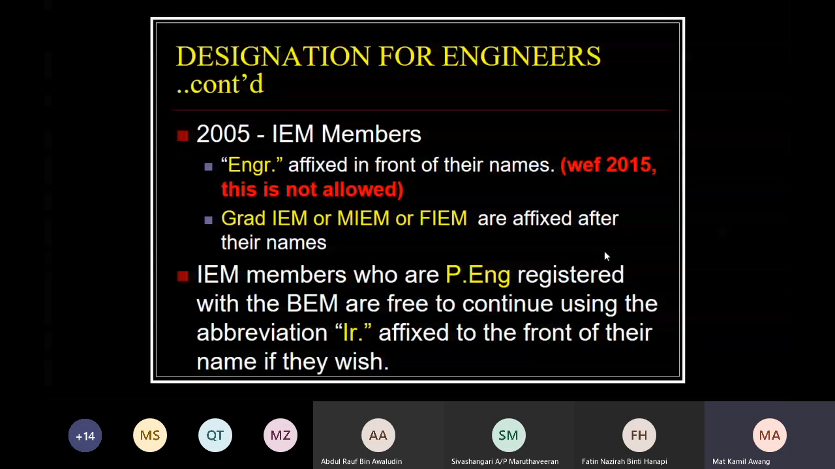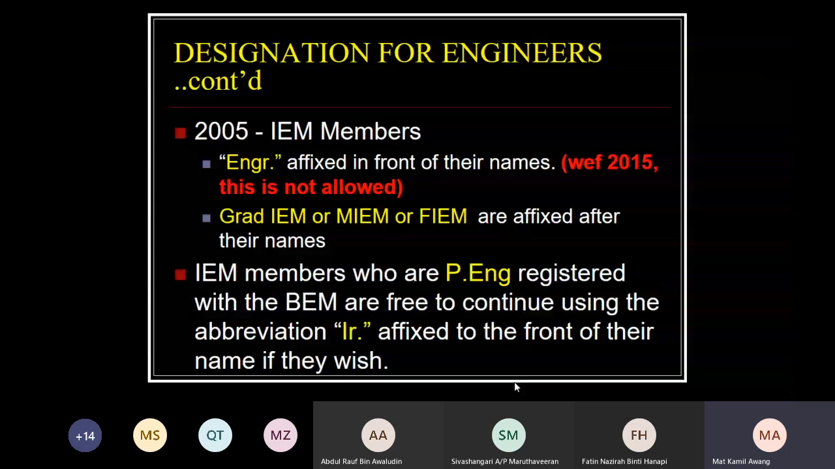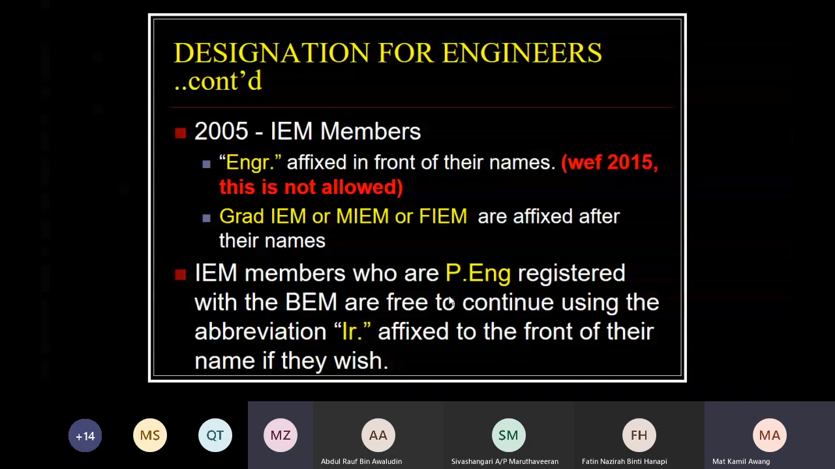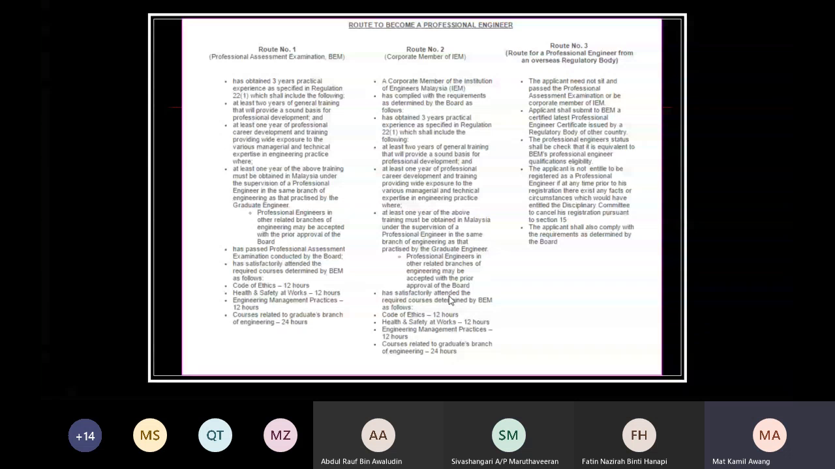Right? The IEM members who are professional engineers registered with the Board of Engineers are free to continue using the abbreviation IR affixed to the front of their name if they wish. So they can use the IR if they are registered with the Board of Engineers. Clear so far? Clear, sir. Yes, sir.